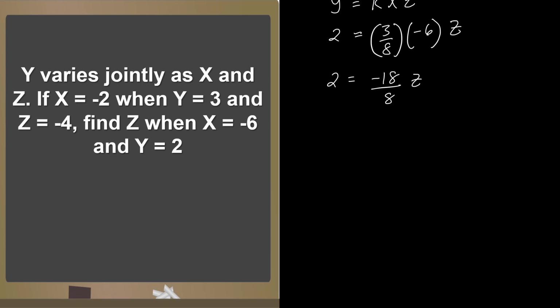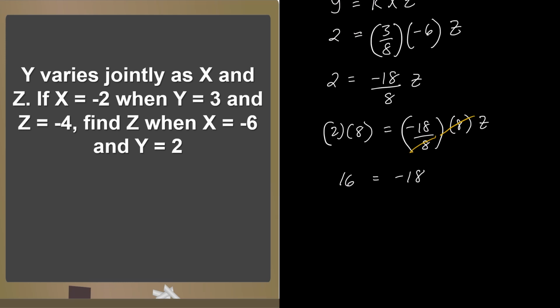So how do we get rid of the denominator 8? We just need to multiply both sides by 8. So we will have 2 times 8 is equal to negative 18 over 8 times 8z. From here, we can cancel this. So we have 2 times 8, that's 16, is equal to negative 18z. How do we get rid of negative 18? We have to divide both sides by negative 18. Okay, so we can cancel this. So in short, z is equal to 16 over negative 18.